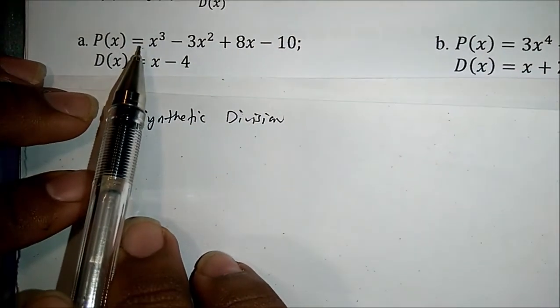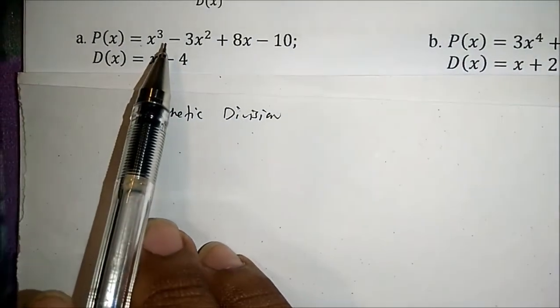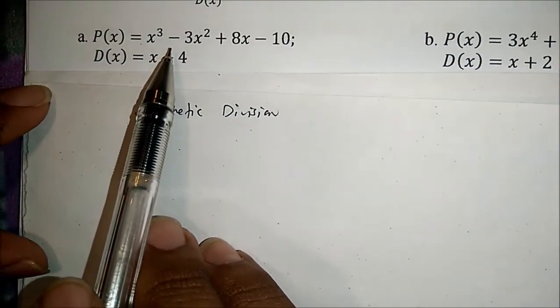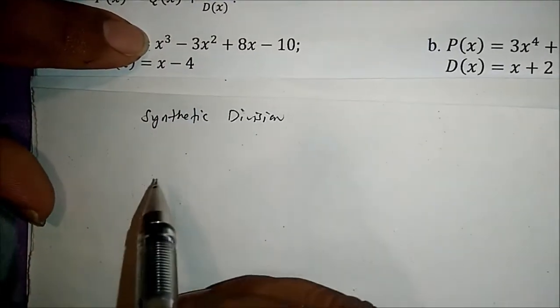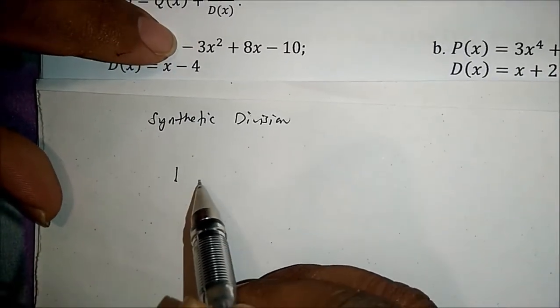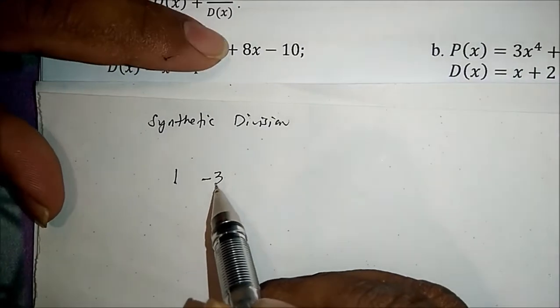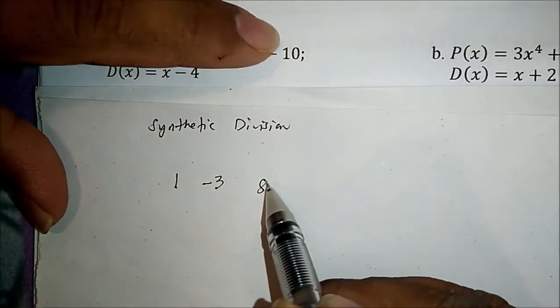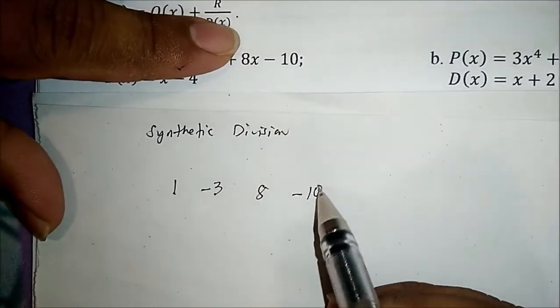Then, ililista natin yung coefficient. Take note, only the coefficient of the term. So, ang coefficient nito ay 1, ilista si 1. Ito ay negative 3, ilista yung negative 3. Ito ay positive 8. Ito ay negative 10.